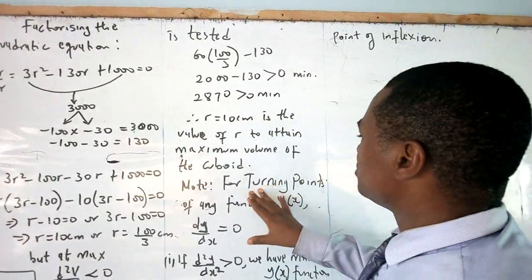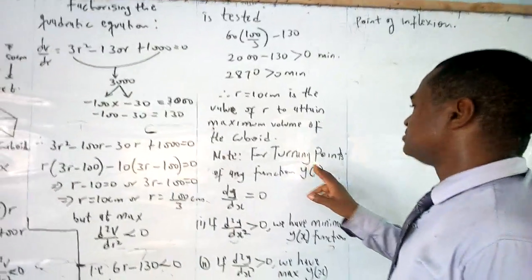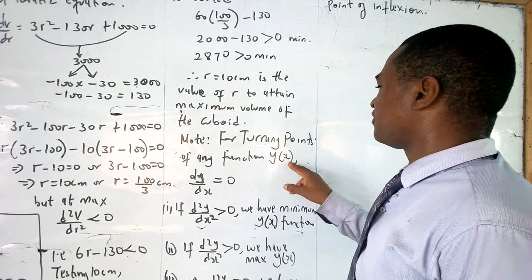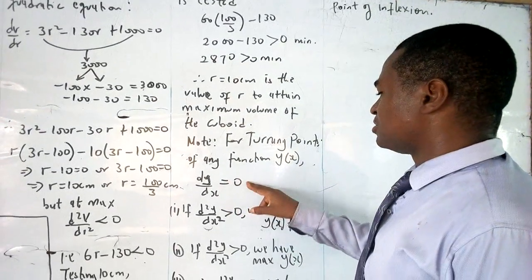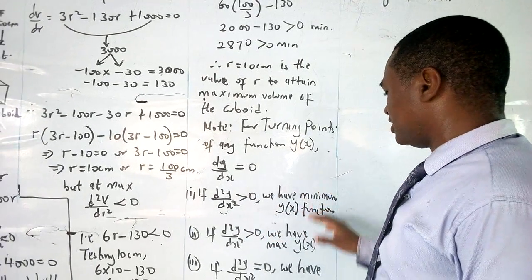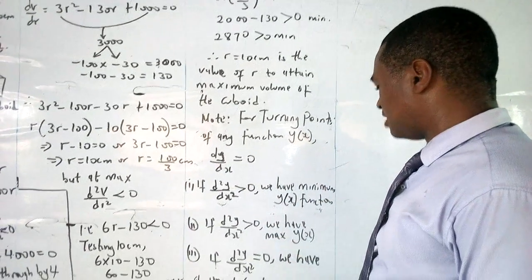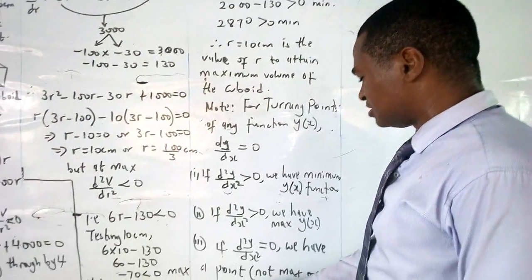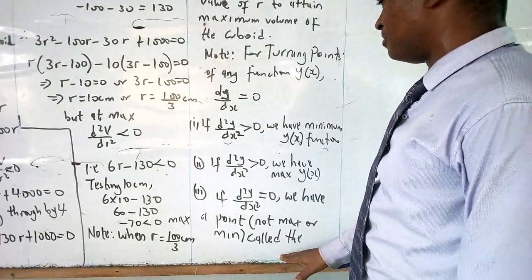Now, you have to know something. At any turning point of any function y of x, dy/dx is 0. And we have 3 categories of turning points. We talk about a minimum point, we talk about a maximum point, and we talk about a point called the point of inflection. A point of inflection is a point which is neither minimum nor maximum.